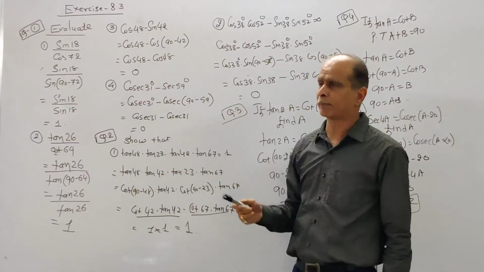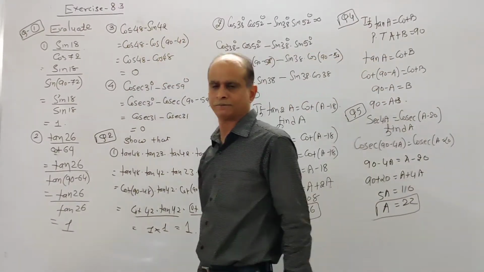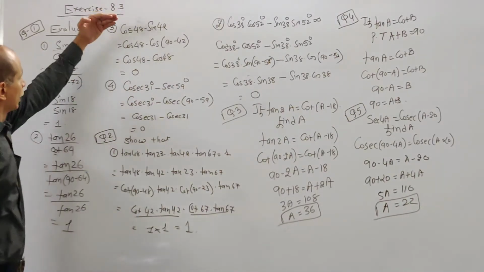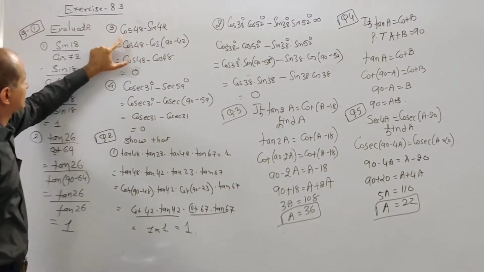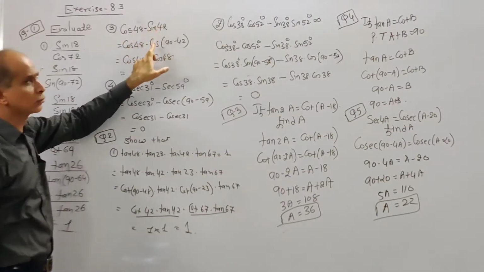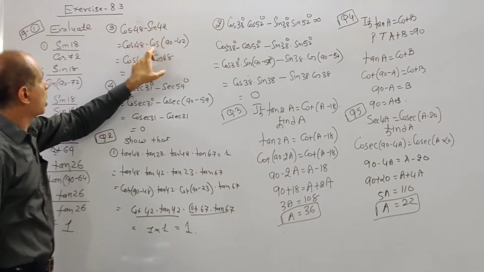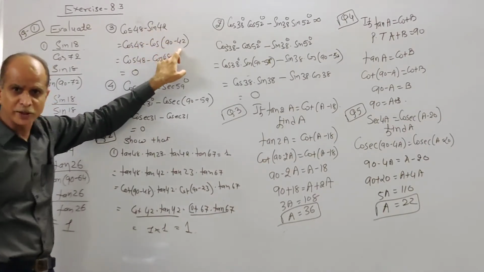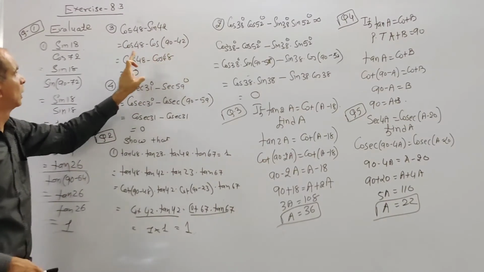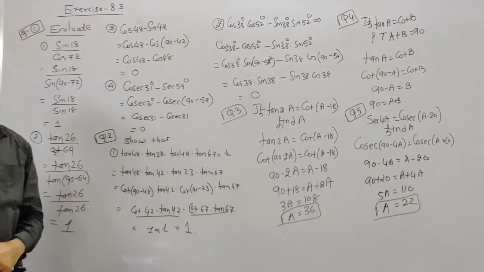Let me solve the next example. Cos 48 minus sin 42. Wow, very nice example. Here let me take cos 48 as it is. Now convert this sin 42 into cos. So sin theta is equal to cos 90 minus theta, so cos 90 minus 42. Again 90 minus 42 you get 48. So cos 48 minus cos 48 you get 0.